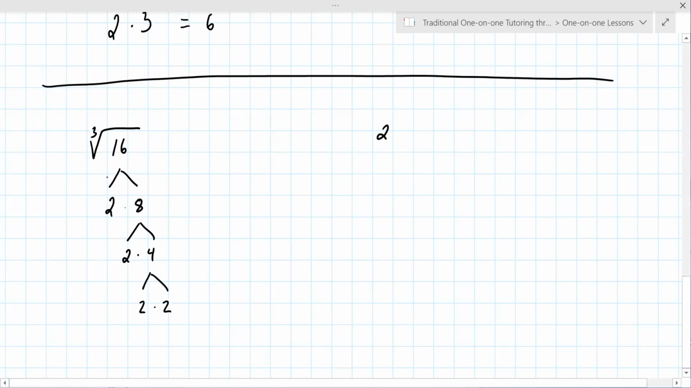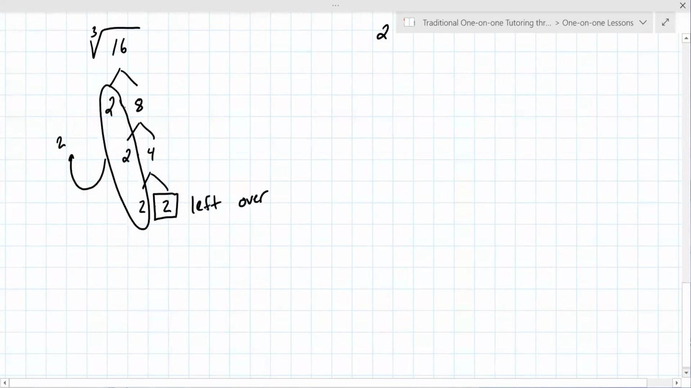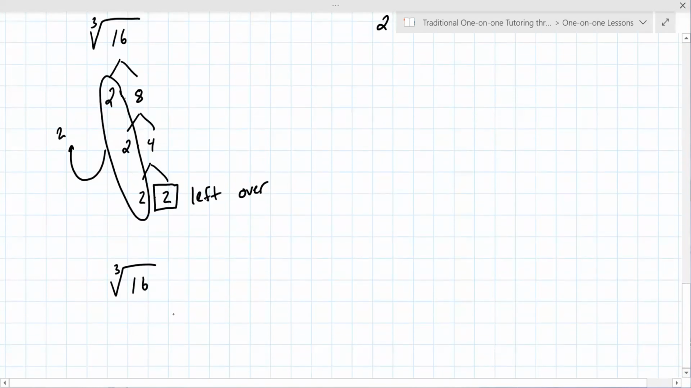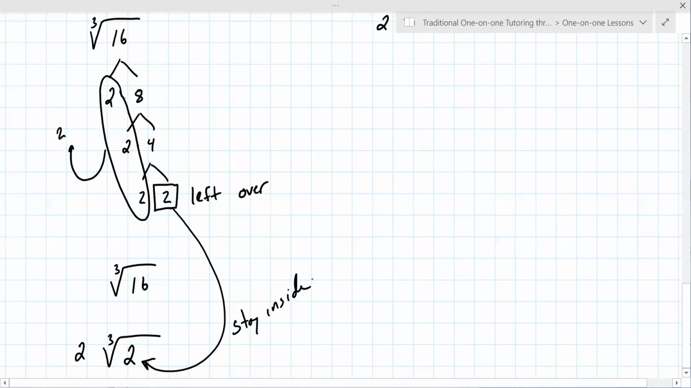Now, because it's a cube root, we're looking for a triple. So you want to circle a triple of 3 numbers that are the same. That 3 tells you how many numbers you're looking for that are the same. So that means you can bring a 2 out, but this one is left over. So the cube root of 16, you bring a 2 out, but what's left over? That 2. See how that 2 has to stay inside?